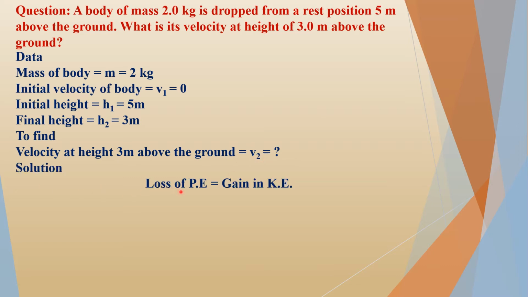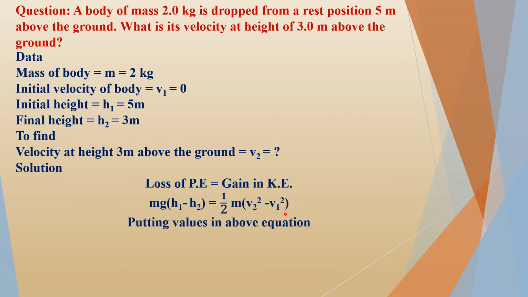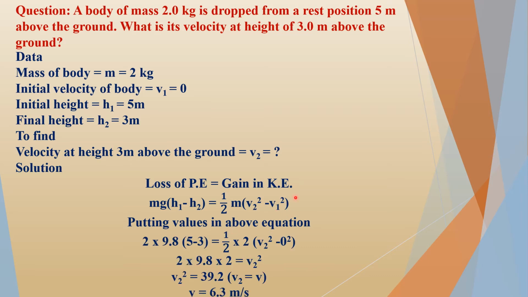Solution. Loss of potential energy is equal to gain in kinetic energy, because the body is dropped from a certain height and there is loss of potential energy, and that loss of potential energy is equal to gain in kinetic energy. Using the formula, loss of potential energy is equal to mg(h1 minus h2), that is equal to gain in kinetic energy, half m(v2 square minus v1 square). Putting values in this equation, we get v is equal to 6.3 meters per second.